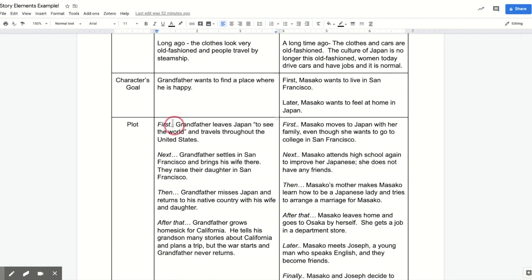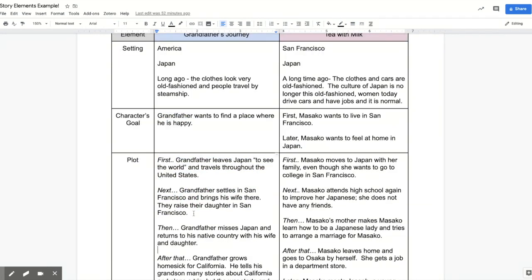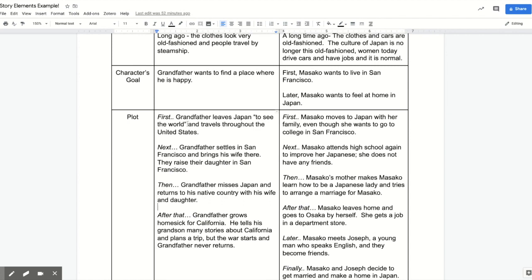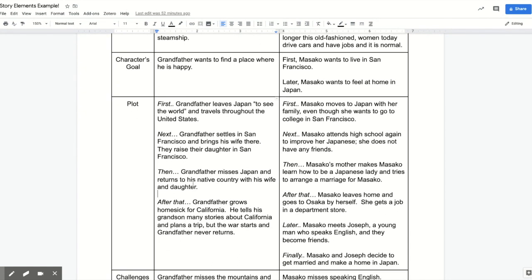All right. Now for the plot. What takes place, the events that happen in Grandfather's Journey. So first, Grandfather leaves Japan to see the world and travels throughout the United States. Next, Grandfather settles in San Francisco and brings his wife there. They raise their daughter in San Francisco. We know this as Masako, right? Then, Grandfather misses Japan and returns to his native country with his wife and daughter. After that, Grandfather grows homesick for California. He tells his grandson many stories about California and plans a trip, but the war starts and Grandfather never returns. Right?